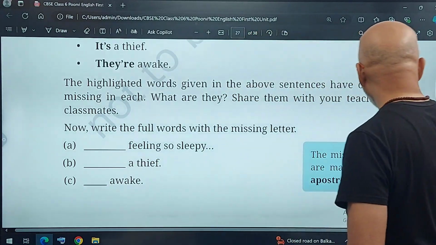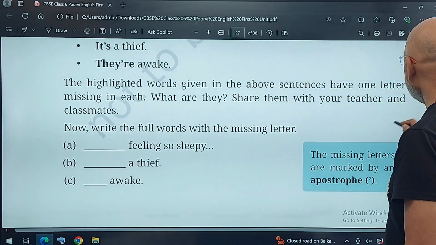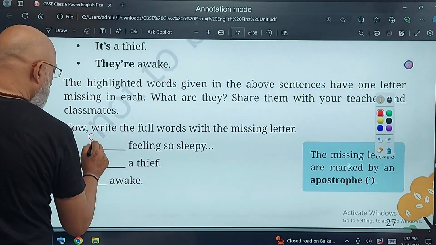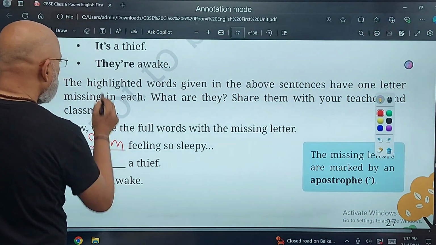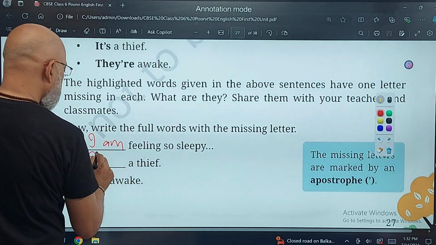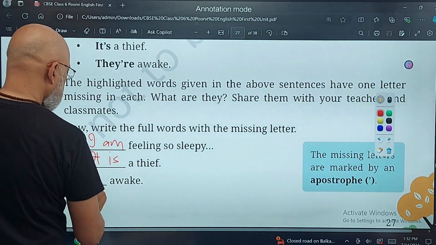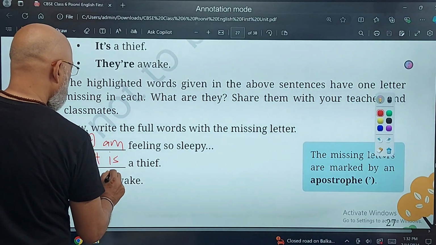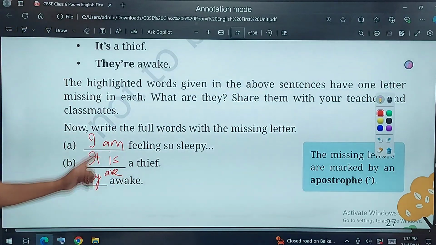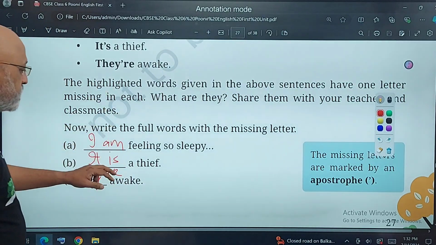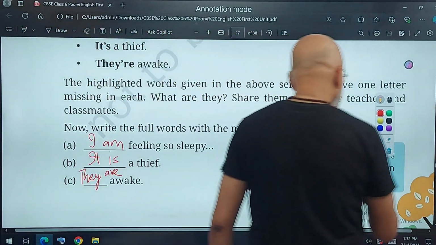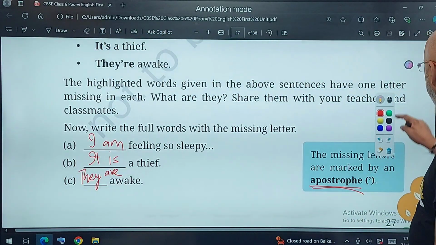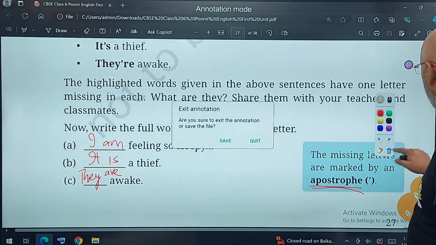I am. So how will you write it out here? You will write I'm. You know, that's how it is. It is. They are awake, right? But you can write it like this also. It is not wrong. So the missing letters are marked by what is called an apostrophe. Okay, I am sure you already know this.